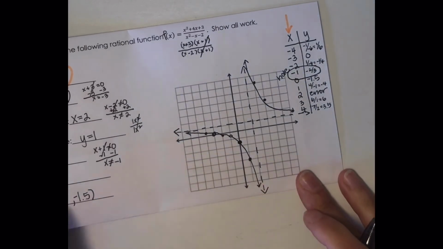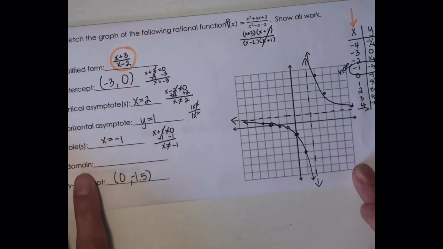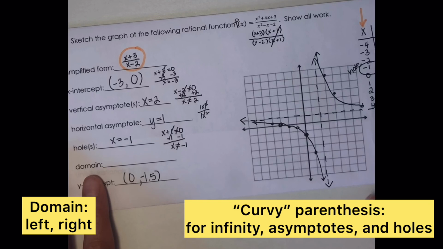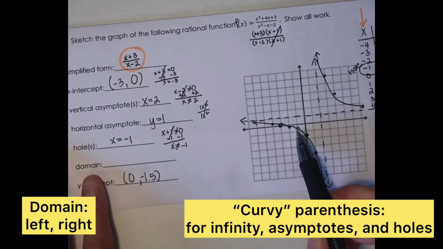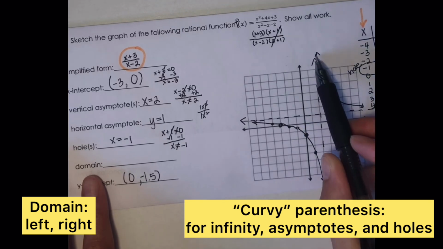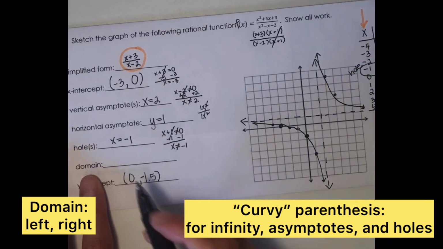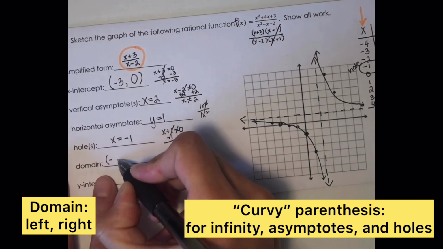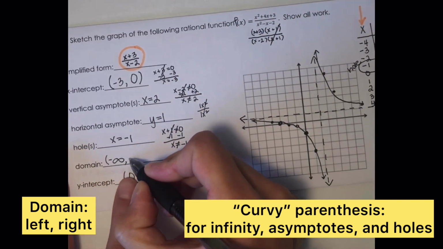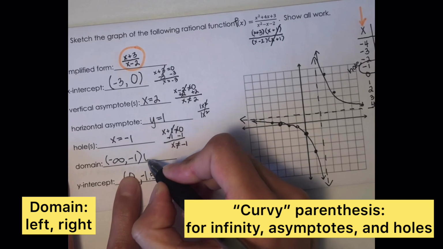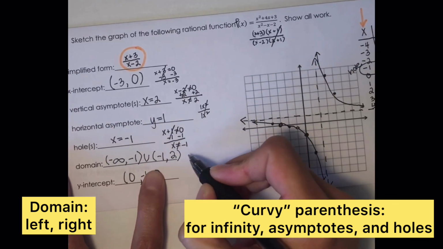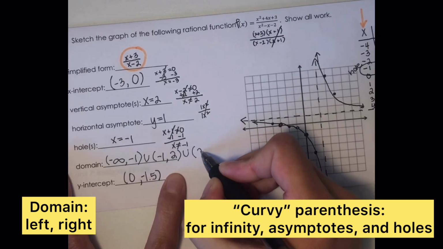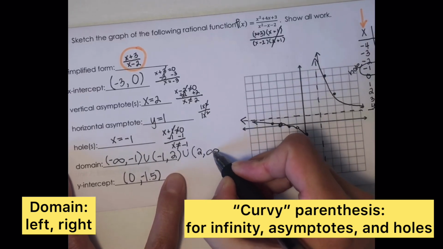All right, last thing we need to answer is the domain. We probably could have answered it earlier, but looking at the graph's a little bit easier. Left to right, we go all the way up until this hole. Then we have a break, and then we'll go until the asymptote, break, and then continue to infinity. So what that looks like is we start at negative infinity, we stop at the hole, we continue until the asymptote, then we continue from the asymptote all the way to the right, so infinity.